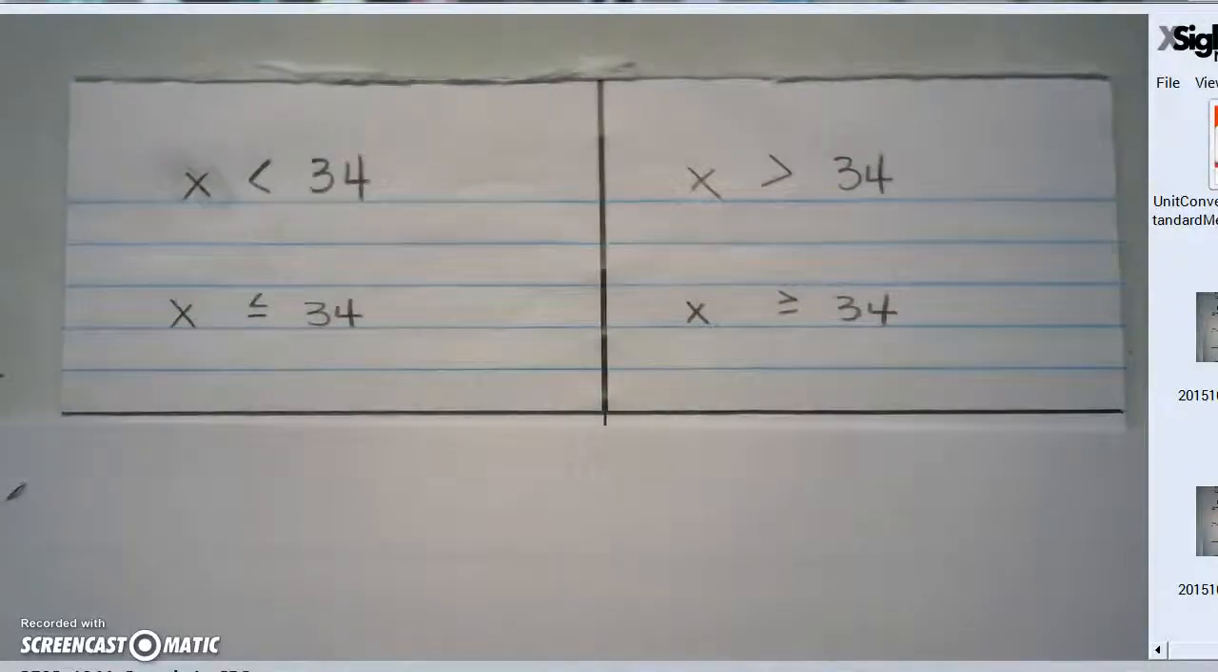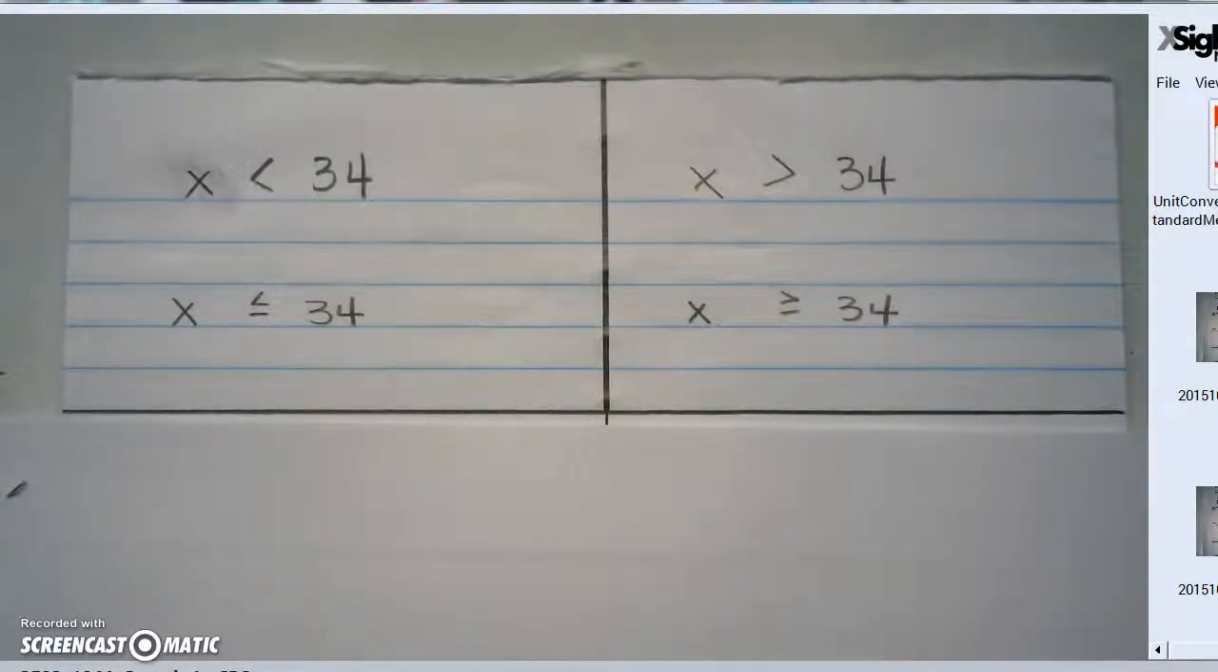Hey there. We are going to take a look at some inequalities. So the first thing we're going to look at together is reading and graphing an inequality on a number line. And then we're going to take a peek at solving some algebraic inequalities.